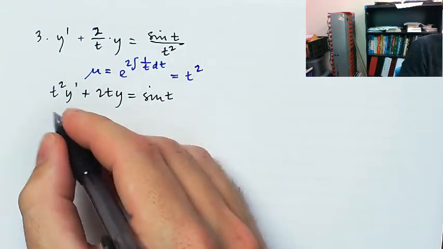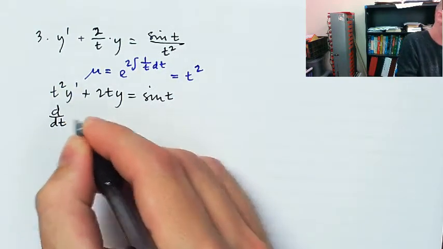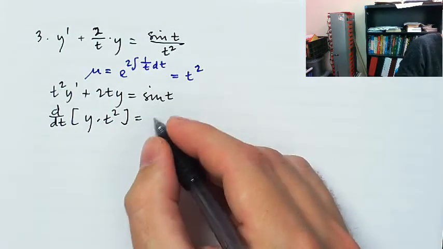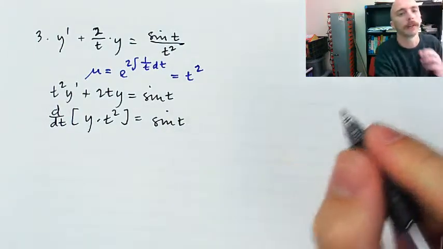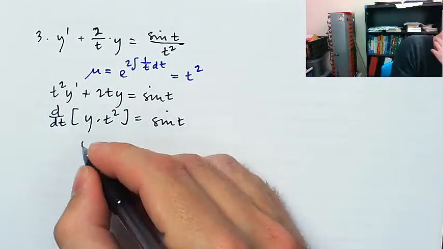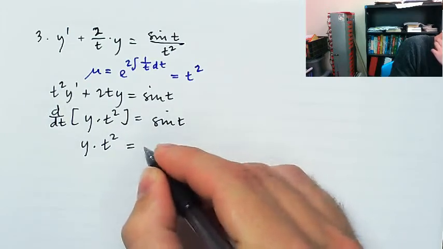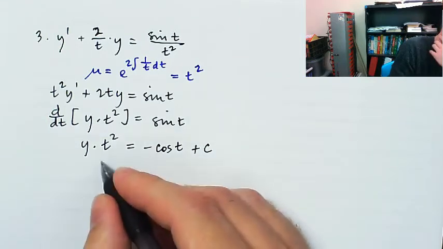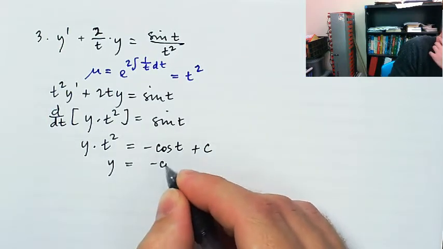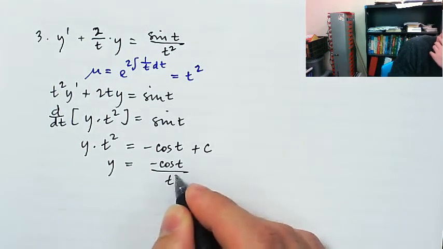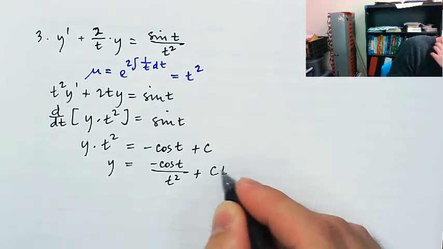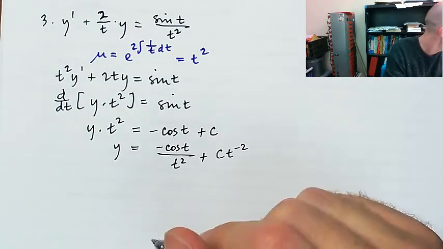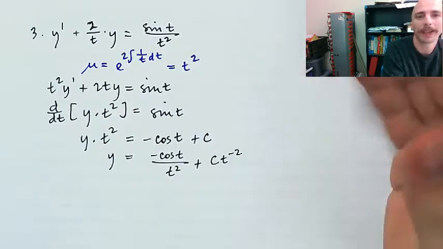Okay, so this is going to be the derivative with respect to t of y multiplied by t squared. Now I'm going to anti-differentiate both sides with respect to t, and divide by t squared. Something like that.